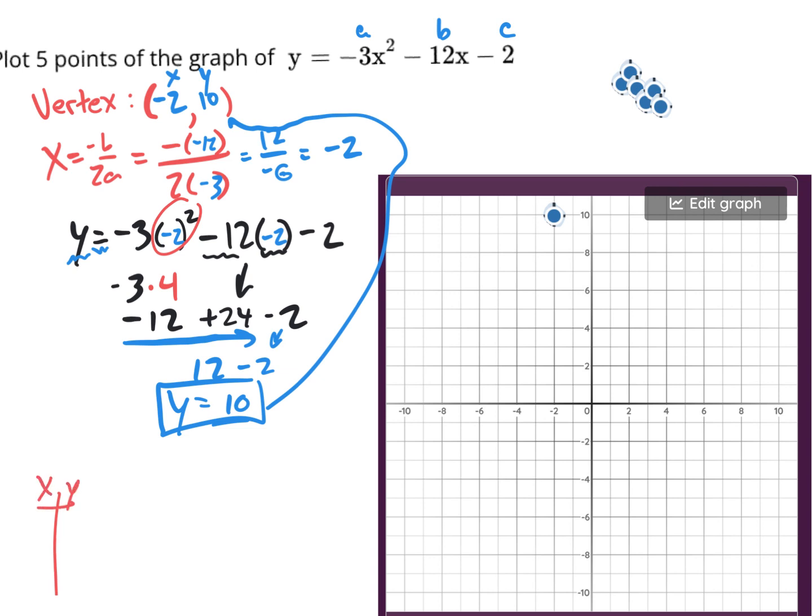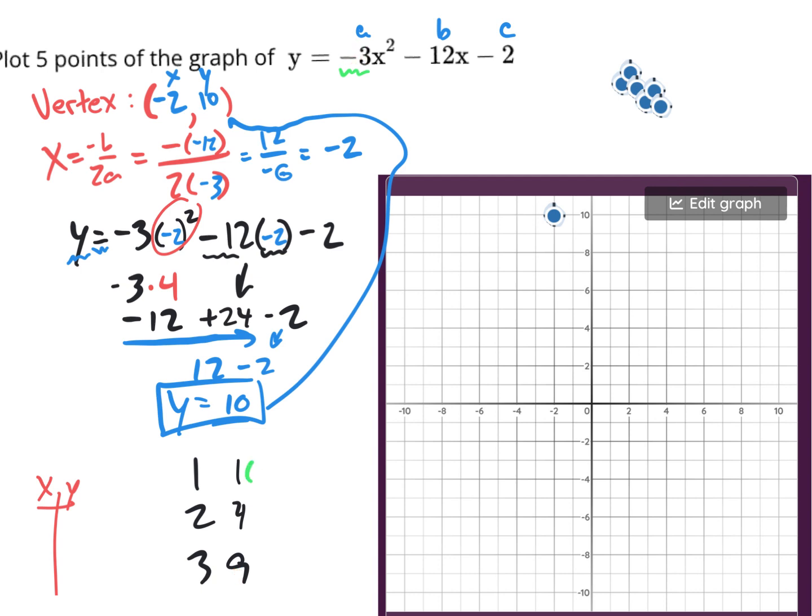make an XY table, but that is a waste of time. What I would do is use the pattern 1, 1, 2, 4, 3, 9. However, you need to modify it because the a value is negative 3, and this pattern is for the a value of 1. But if you have the a value of negative 3, all you have to do is multiply the outputs, the 1, the 4, and the 9, by that new a value of negative 3.